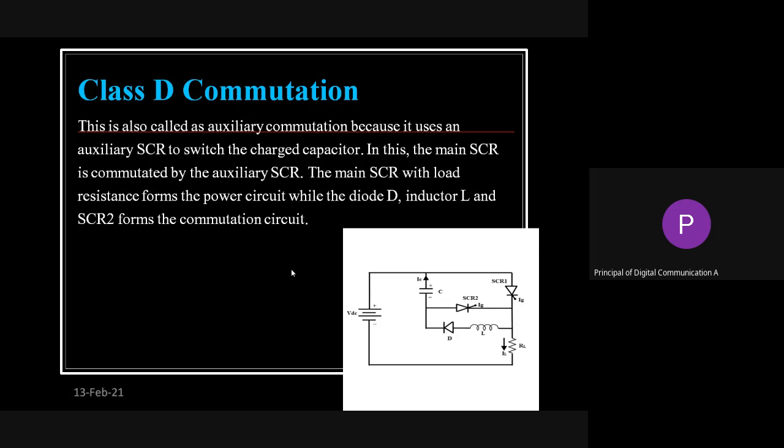So first draw this diagram so that I will explain and you can note down the steps. Here also two SCRs are there. One is the main SCR and another one is the auxiliary SCR. By using the auxiliary SCR, we are going to turn off SCR1, and again the capacitor is used to turn off SCR2. So draw the diagram.